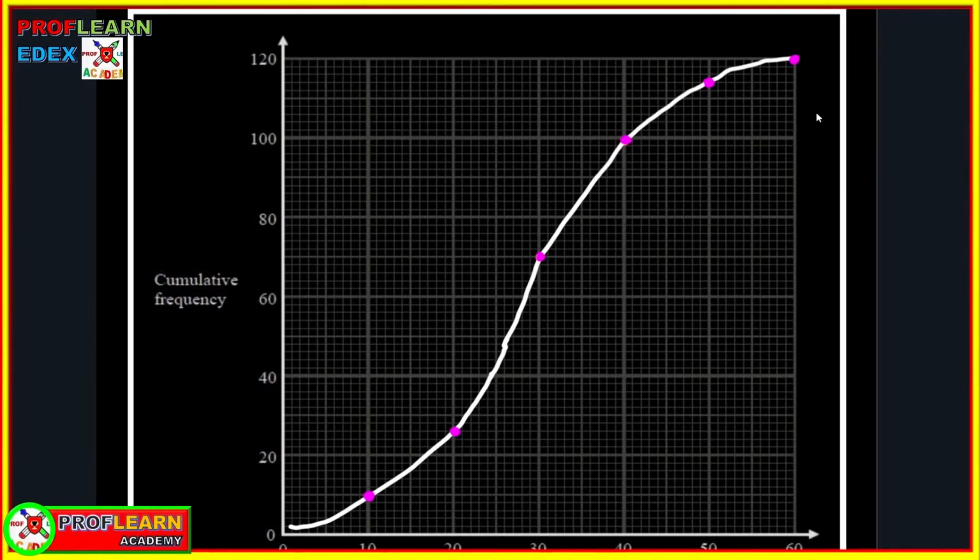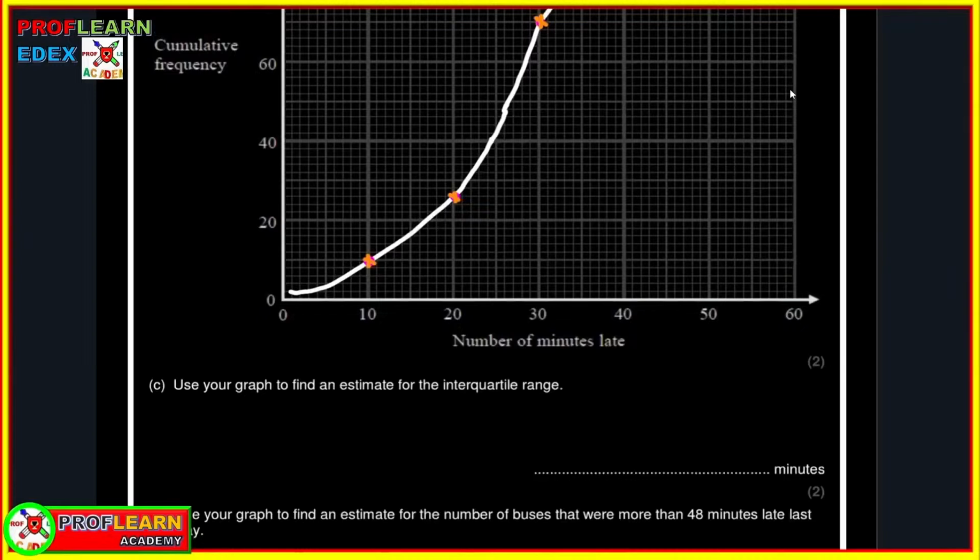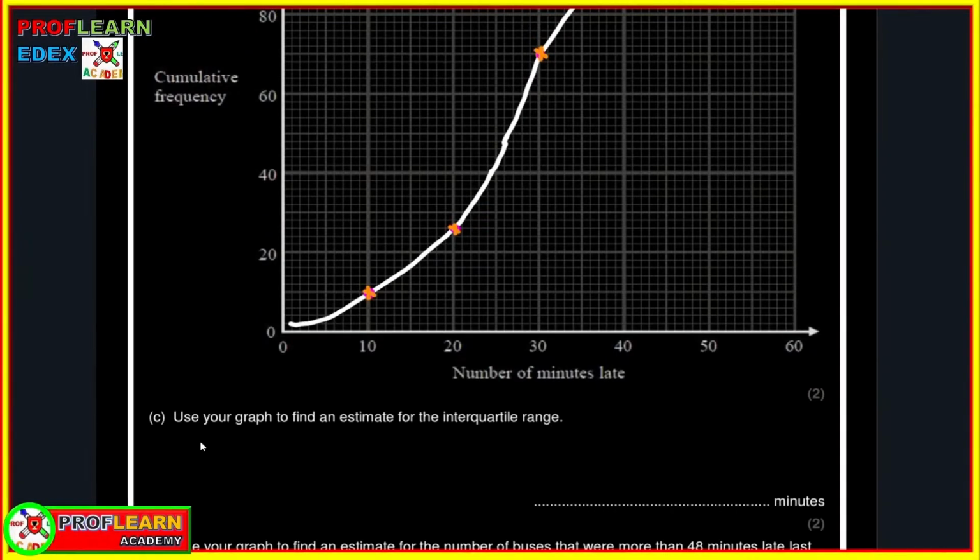Now, once you have drawn this graph, it's important for you to realize that you will be given questions like finding the median. To find the median, you go to the topmost value. Here we are told to find the interquartile range. The interquartile range is given by the formula: interquartile range is equal to the upper quartile minus the lower quartile.